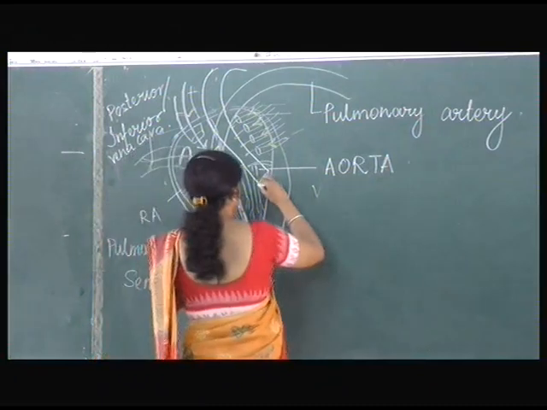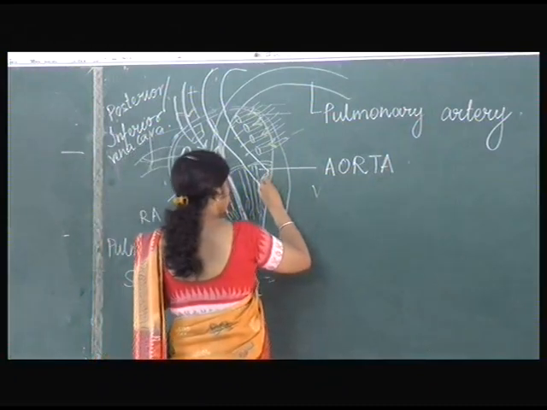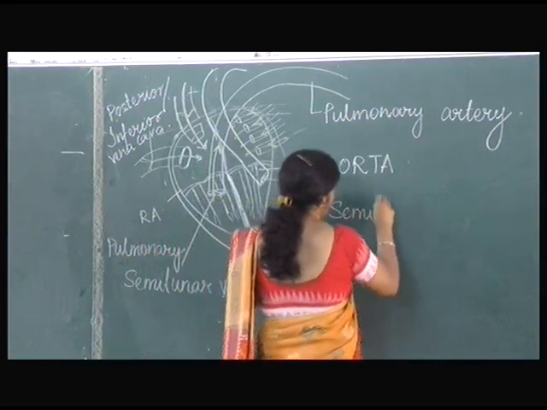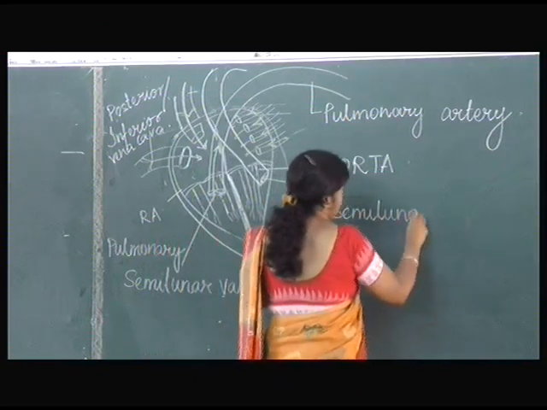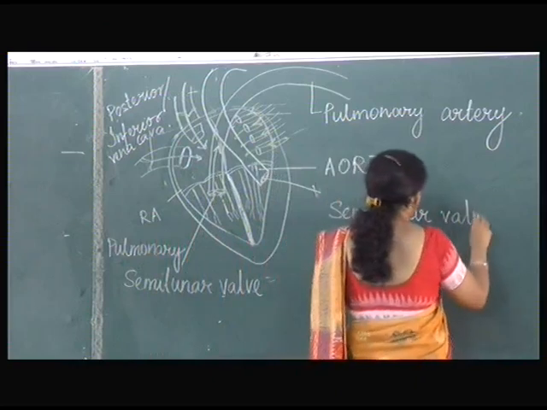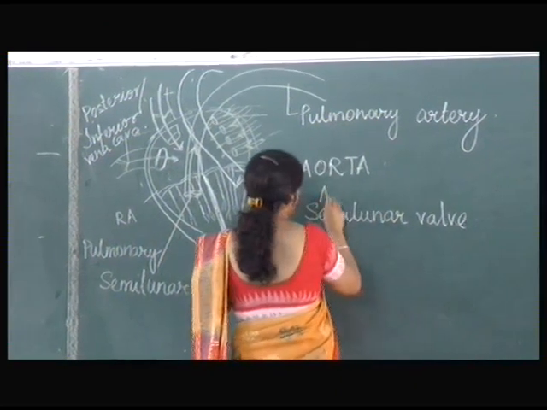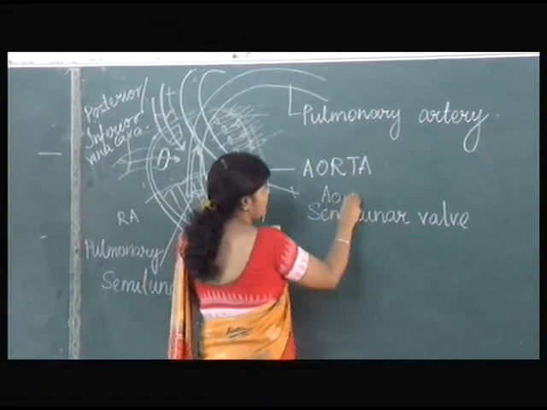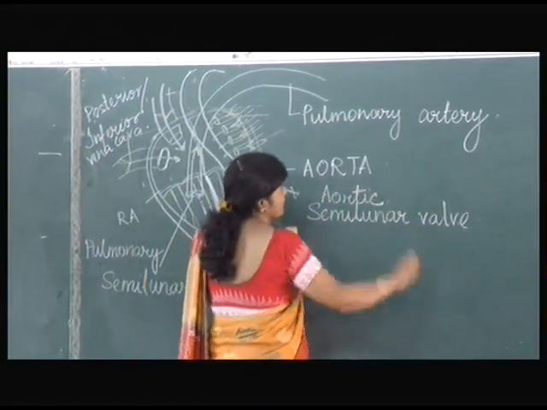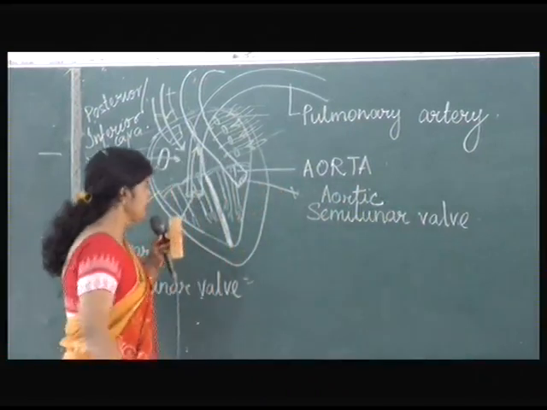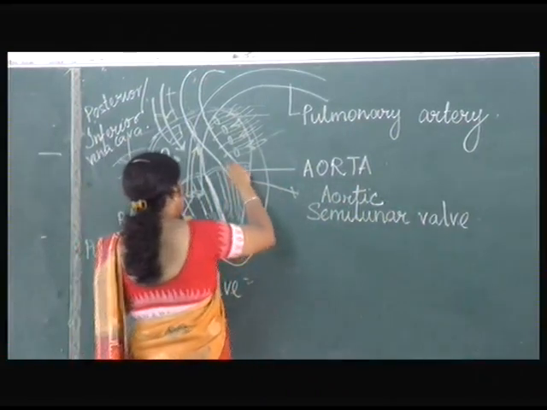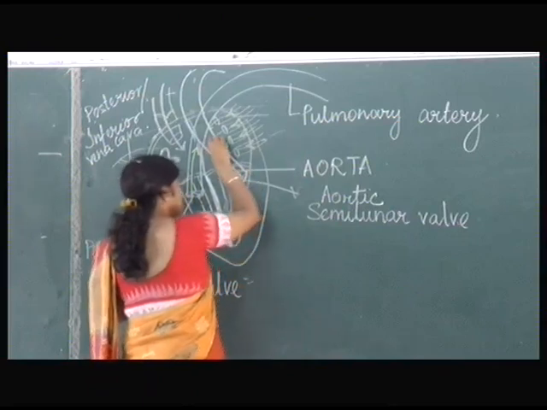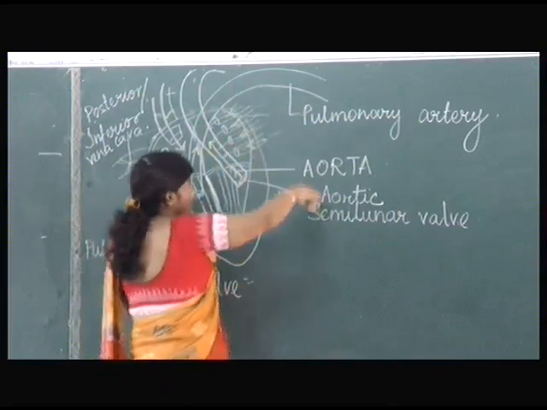At the base of the aorta, again, there is present a valve, and this is also a semi-lunar valve. What semi-lunar valve is it? Since it is present at the base of the aorta, we call it the aortic semi-lunar valve. Is it all right? Here it carries blood from the heart to different parts of the body.